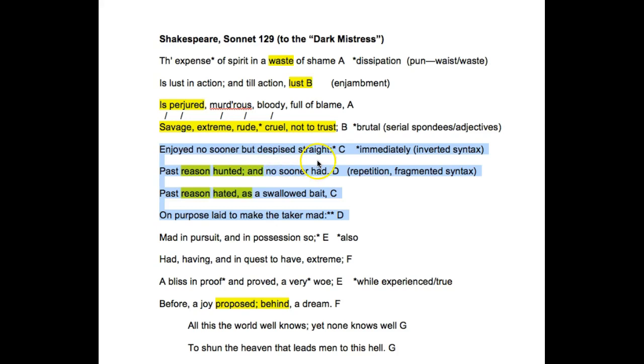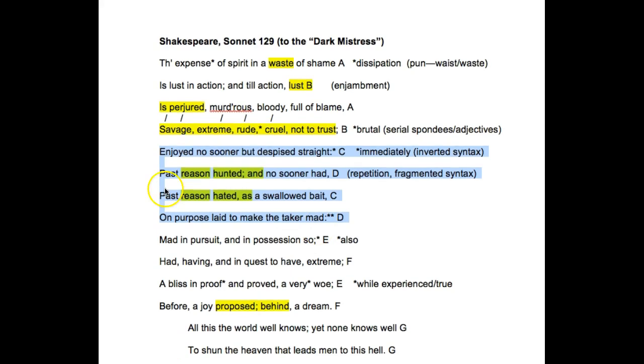Enjoyed no sooner but despised straight, right? So as soon as you've achieved your goal, as soon as you've ejaculated, you despise yourself, right? You're full of self-loathing. Past reason hunted, and no sooner had, past reason hated, as a swallowed bait on purpose laid to make the taker mad. So he's past reason, he's not in his rational mind, and he's hunting, right? That's what lust drives him to do.